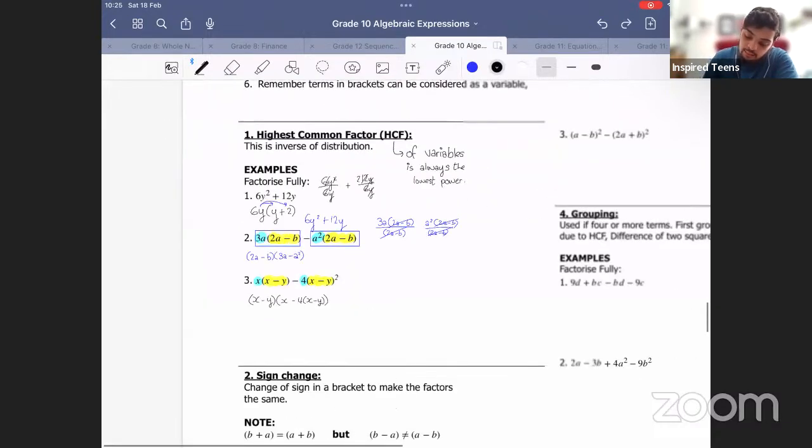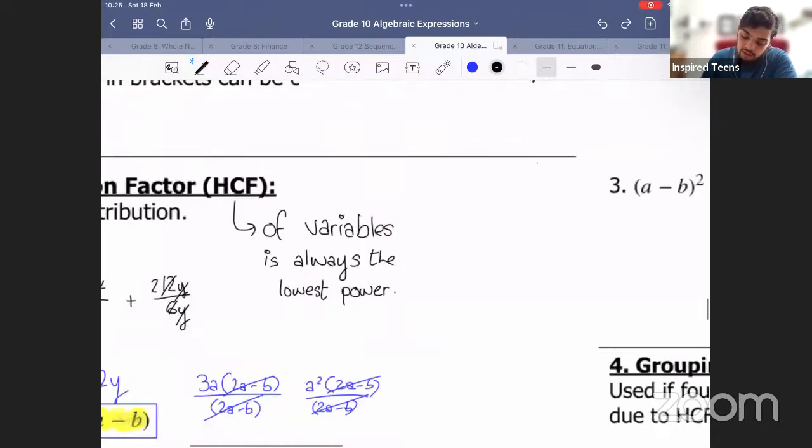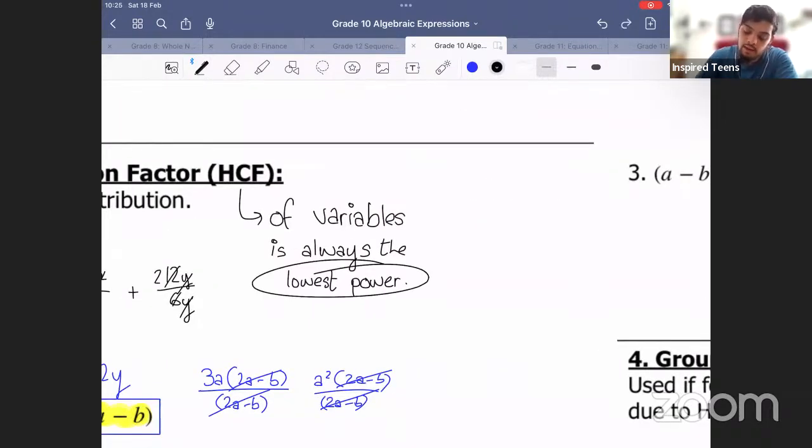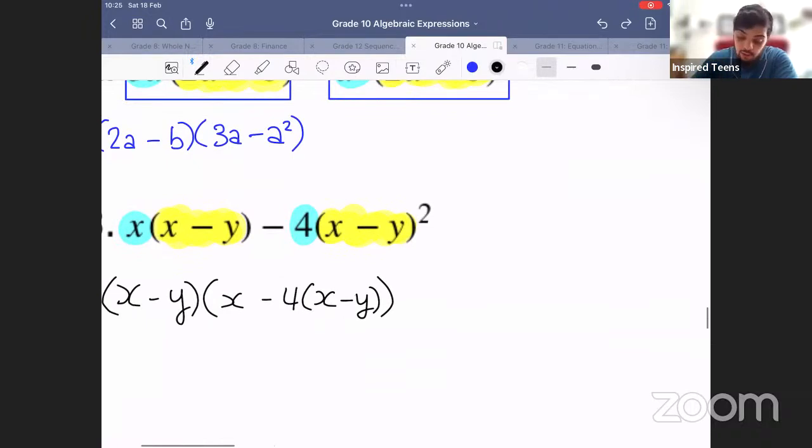And remember, we said what about highest common factor of variables? It's always the lowest power. And technically, here we have x minus y to the power of 1 and x minus y to the power of 2. So the common factor there would be the lowest power, which is x minus y. x minus 4, it is fine.